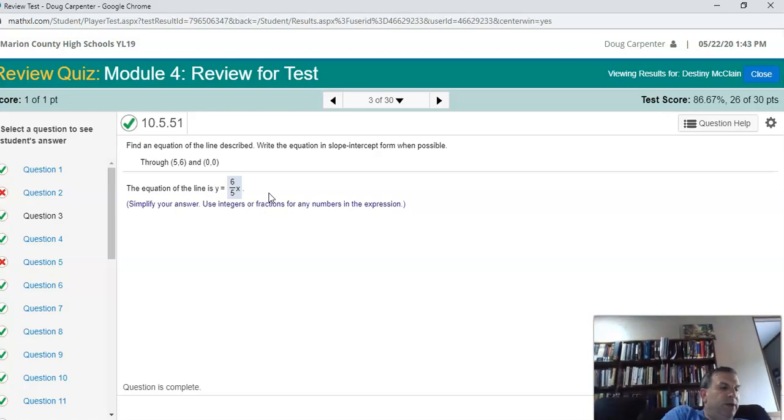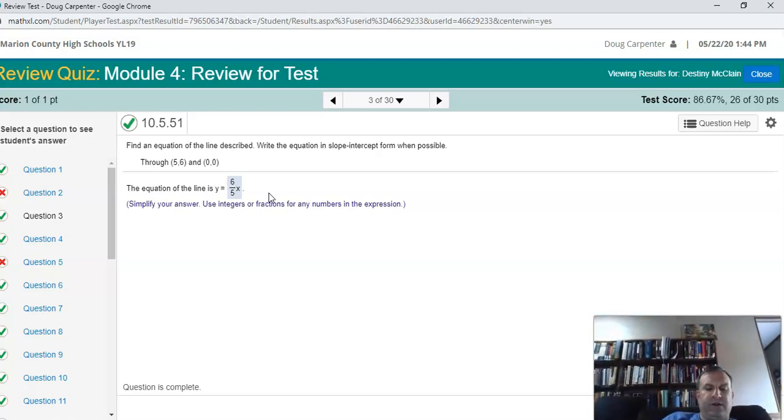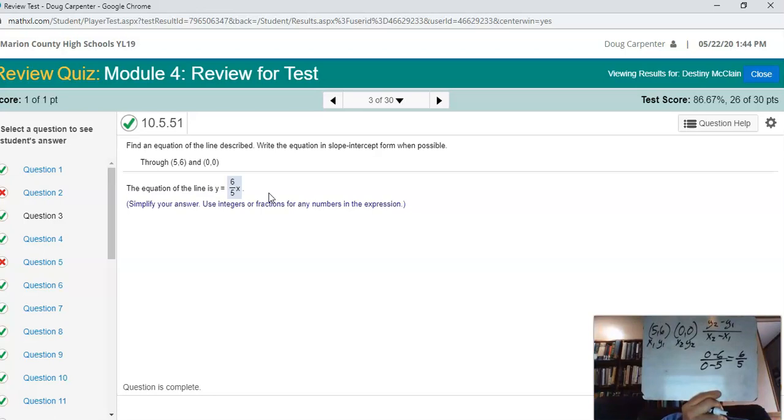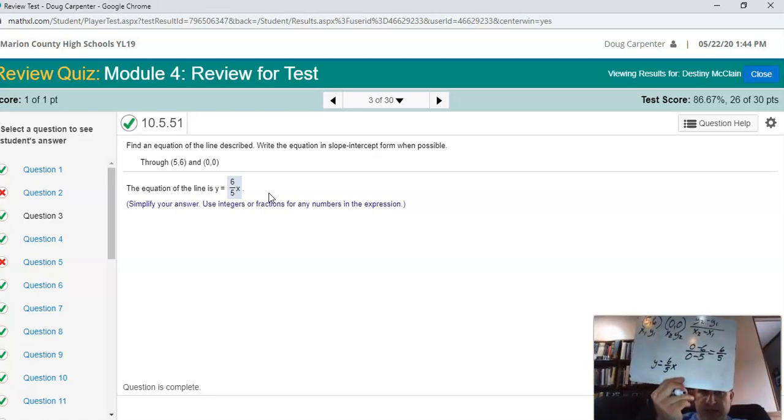All right, so my points are 5 and 6 and 0 and 0. So x1, y1, x2, y2. Plug these in. This is going to be 0 minus 6 over 0 minus 5, which is going to turn into -6 over -5, which of course is just 6 over 5. Now write the equation. I'm not done. Follow the instructions. Find the equation. So y equals 6 over 5x. And that's my equation.